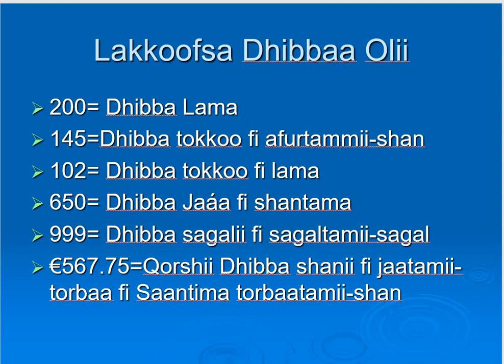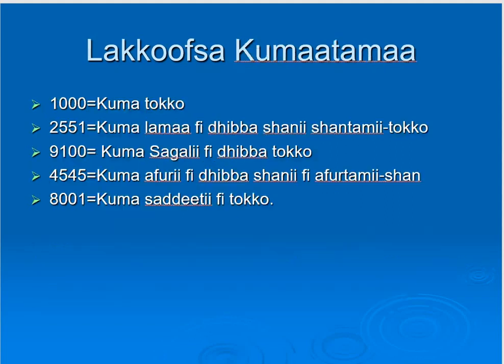This is for numbers in the hundreds. What about numbers in thousands? Let's see. You can guess from this actually. So this is in thousands. Kuma tokko, 1,000. As with 100, the thousand word comes first and the number next. Kuma tokko, it is not tokko kuma. Many people who are learners say tokko kuma. That's wrong. Kuma tokko is the right one.